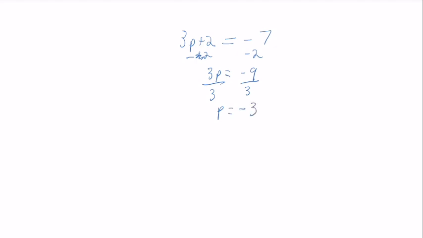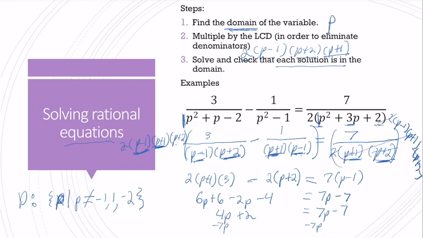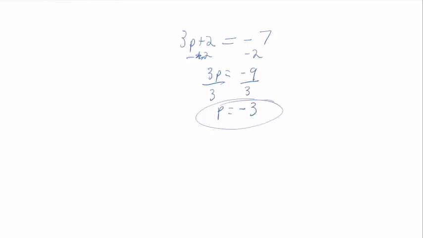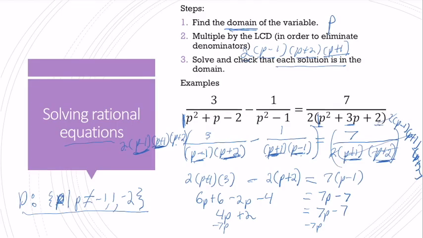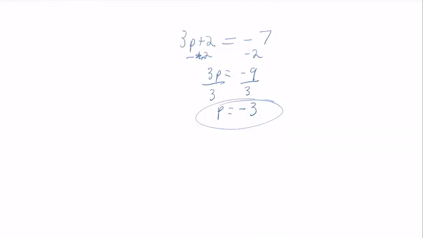All right, I need to check and see if negative 3 was in my domain. My domain was all real numbers except negative 1, 1, and negative 2. So, a little more time to look at that, sorry. Because p is in my domain, this is our solution.